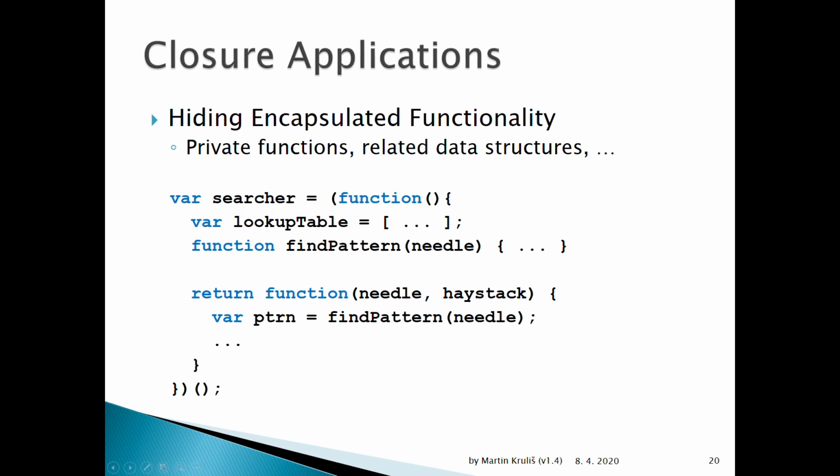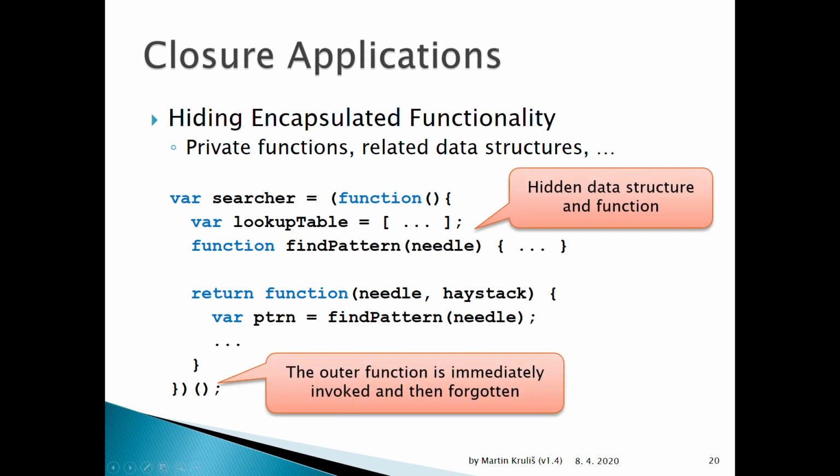You may note that we are not naming this function that creates the execution context, but thanks to these parentheses, the function is actually immediately invoked and then forgotten. So the only thing which is remembered is what is being yielded from the function, and that's saved in this searcher variable. So this is kind of a more complex way to create a function, because basically this searcher holds just a newly created function, but this newly created function has access to this hidden stuff in the extra execution context of the outer function.